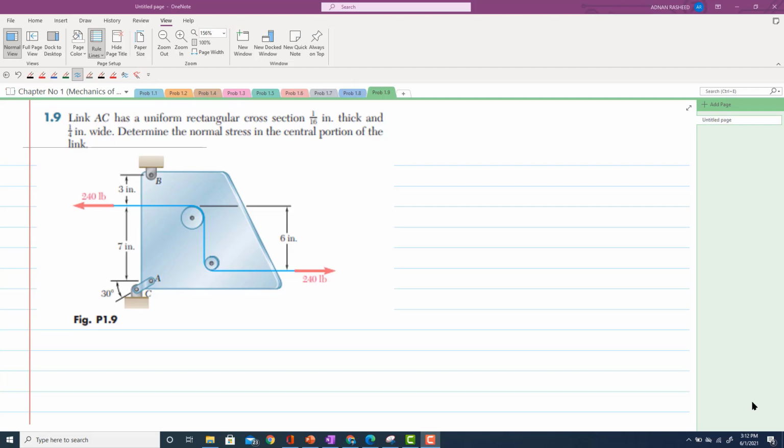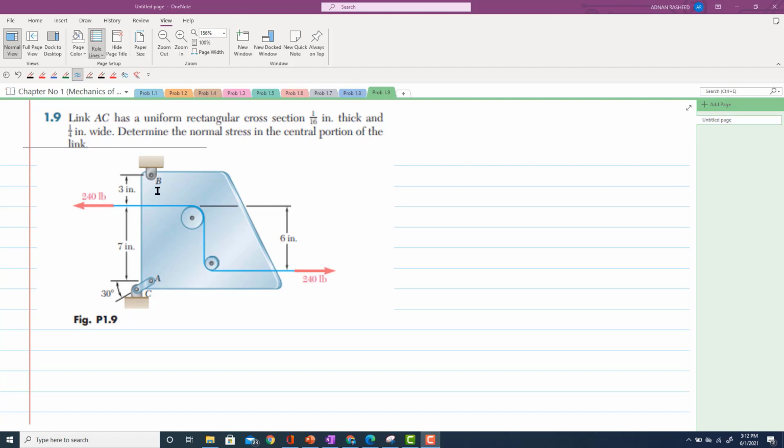Okay, let's start with problem 1.9. The statement of the problem is that link AC has a uniform rectangular cross-section of 1/16 inch thick and 1/4 inch wide. Determine the normal stress in the central portion of the link. So this is the figure.